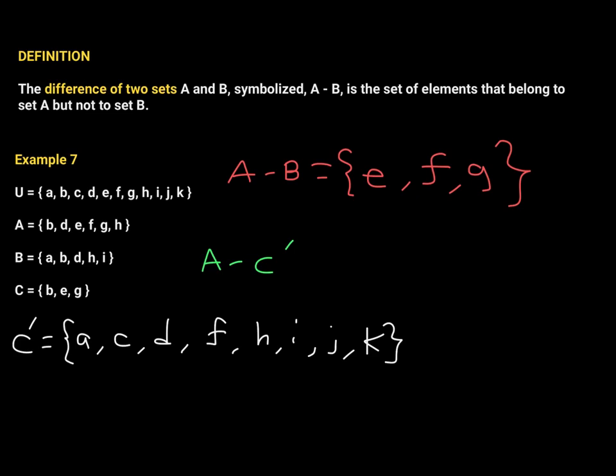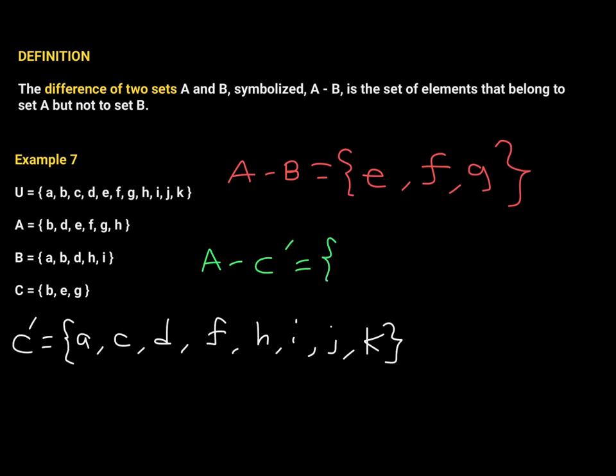Now, we're ready to answer the question. We want to find the difference between set A and the complement of set C. So what I'm going to do is go through all the elements in A and find those elements in A that are not in this set here, the complement of C. All right, so here we go. This is equal to the set.